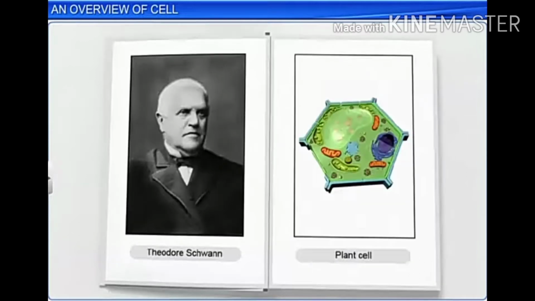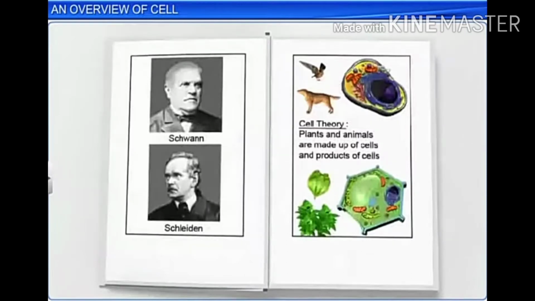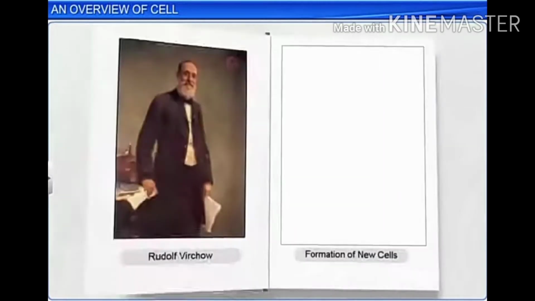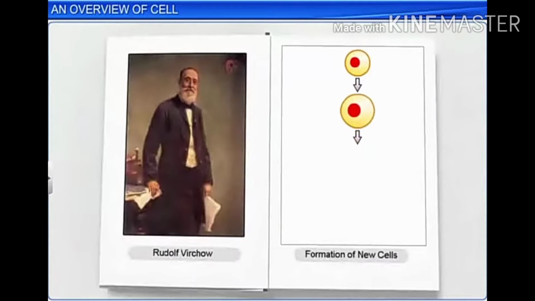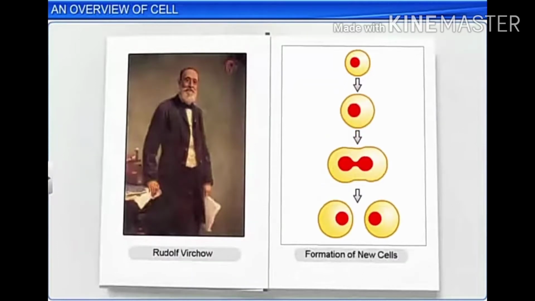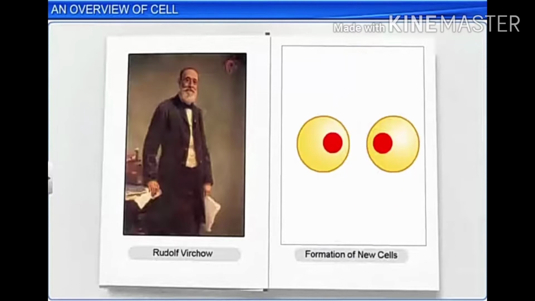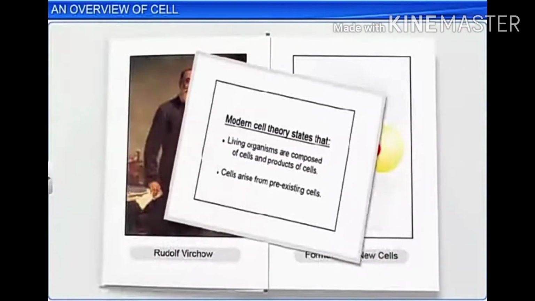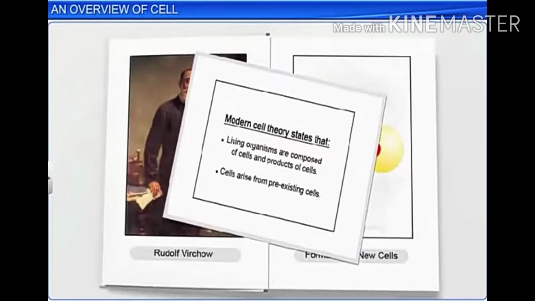Schleiden and Schwann together formulated the cell theory, which stated that both plants and animals are made up of cells and their products such as proteins and lipids. However, the cell theory did not explain the formation of new cells, which was clarified by Rudolf Virchow in 1855. He coined the Latin phrase omnis cellula e cellula, which meant that new cells arise from pre-existing cells, and accordingly modified the cell theory, which now states that all living organisms are composed of cells and products of cells, and these cells arise from pre-existing cells.